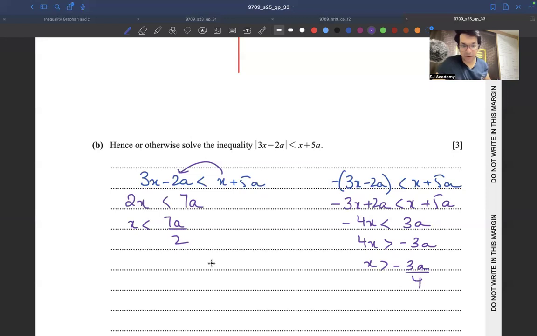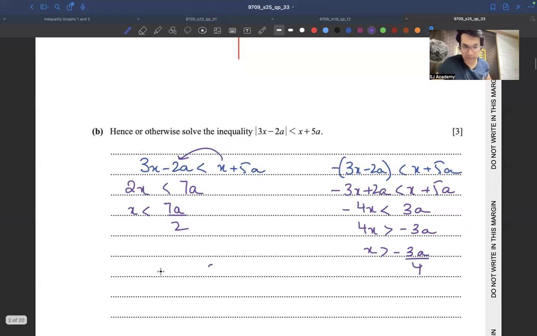And we can now write the final answer as x is greater than minus 3a by 4 and x is less than 7a by 2.